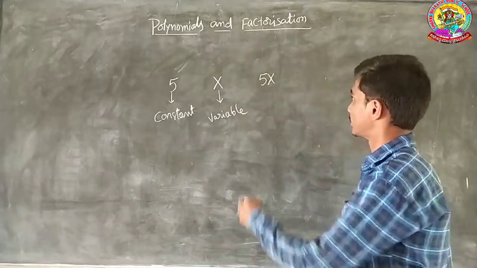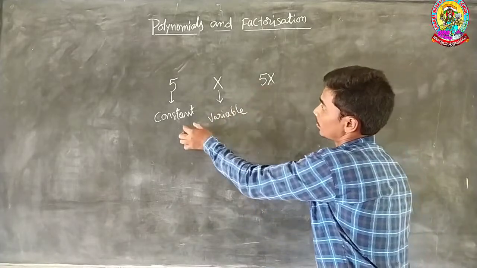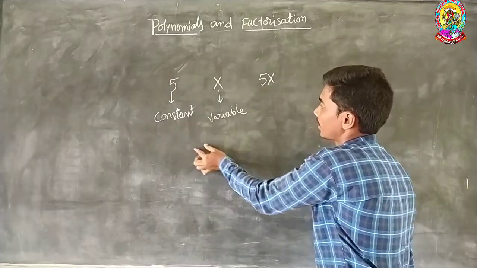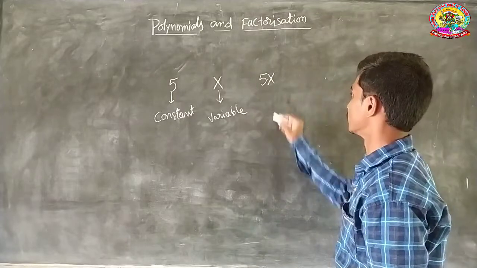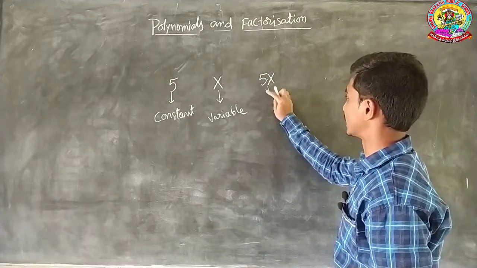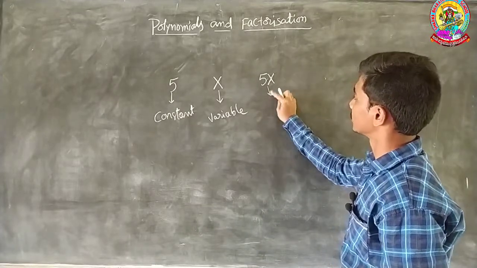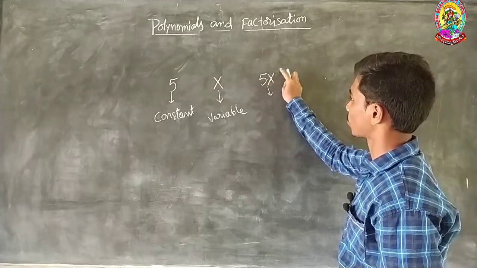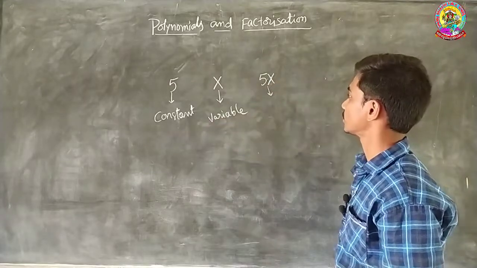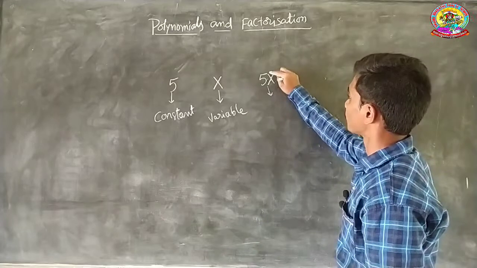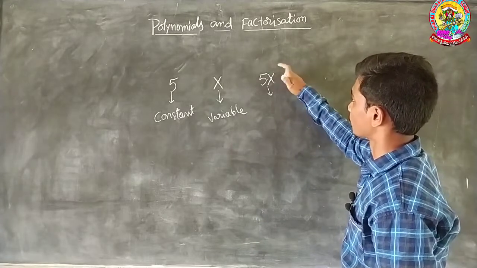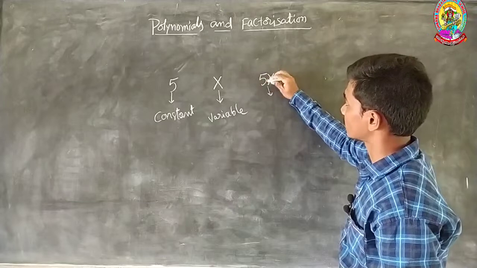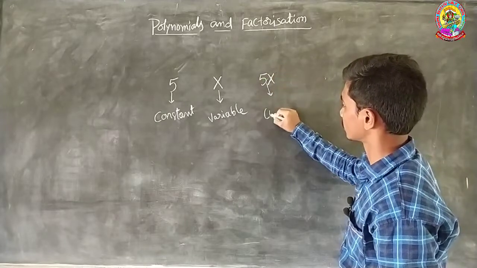Here the term 5x is a combination of a constant term and a variable term under the operation multiplication. So this is also a term, a combination of constant and variable. Here the constant is under multiplication with x. Here the constant is called the coefficient.